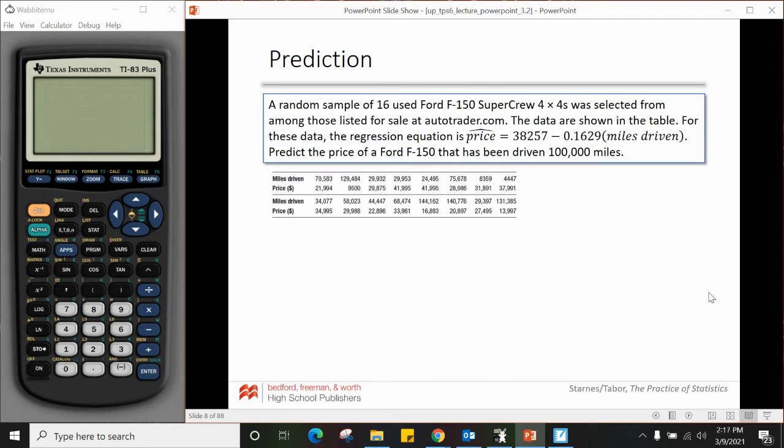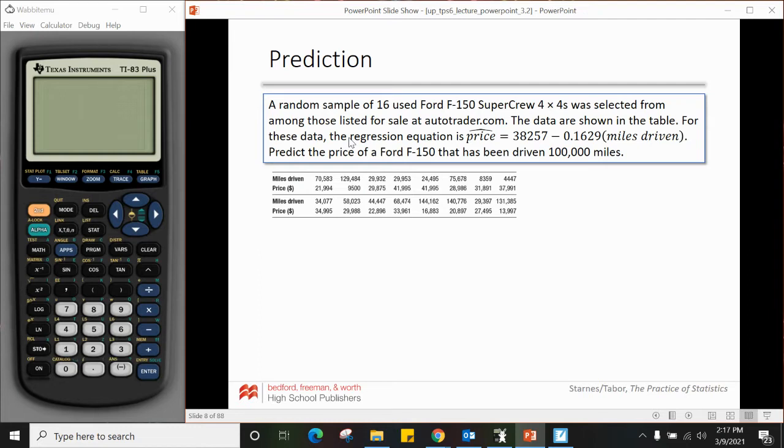Right? So let's imagine we had a situation. A random sample of 16 used Ford F-150 Super Crew 4x4s was selected from among those listed for sale at autotrader.com. The data are shown in the table. For these data, the regression equation is price equals 38257 minus 0.1629 miles driven. Predict the price of a Ford F-150 that has been driven 100,000 miles.